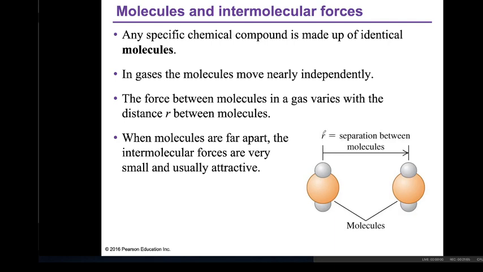Okay, so this is the distance between two molecules. When the two molecules are far apart, they have an attractive force. And when they are getting closer, the attractive force is getting stronger and stronger. But when they are too close to each other, the force between them becomes repulsive.